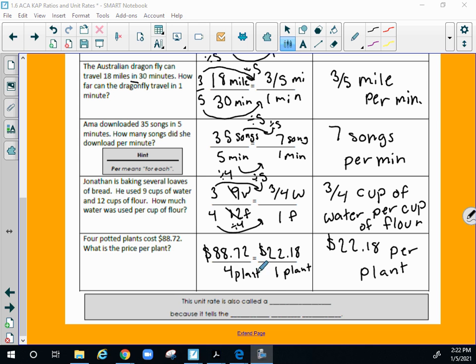So the unit rate is also called a unit price because it tells us the cost per unit. So if you notice, that would be like in this example here, we learned the cost per plant.